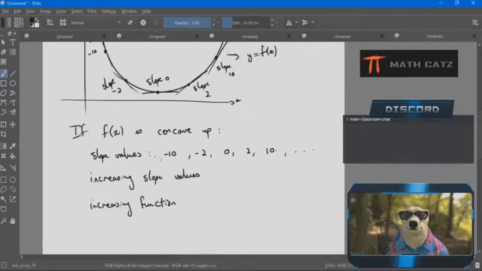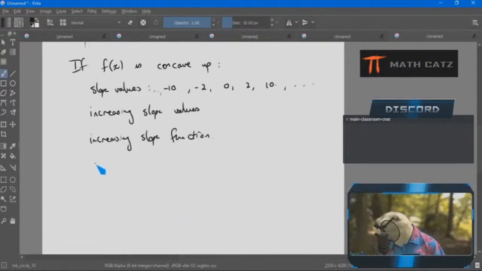Let me say slope function. The function that gives me these slope values will be increasing. And what function gives me slope values? It is, of course, the derivative. So the derivative of the function f is an increasing function.